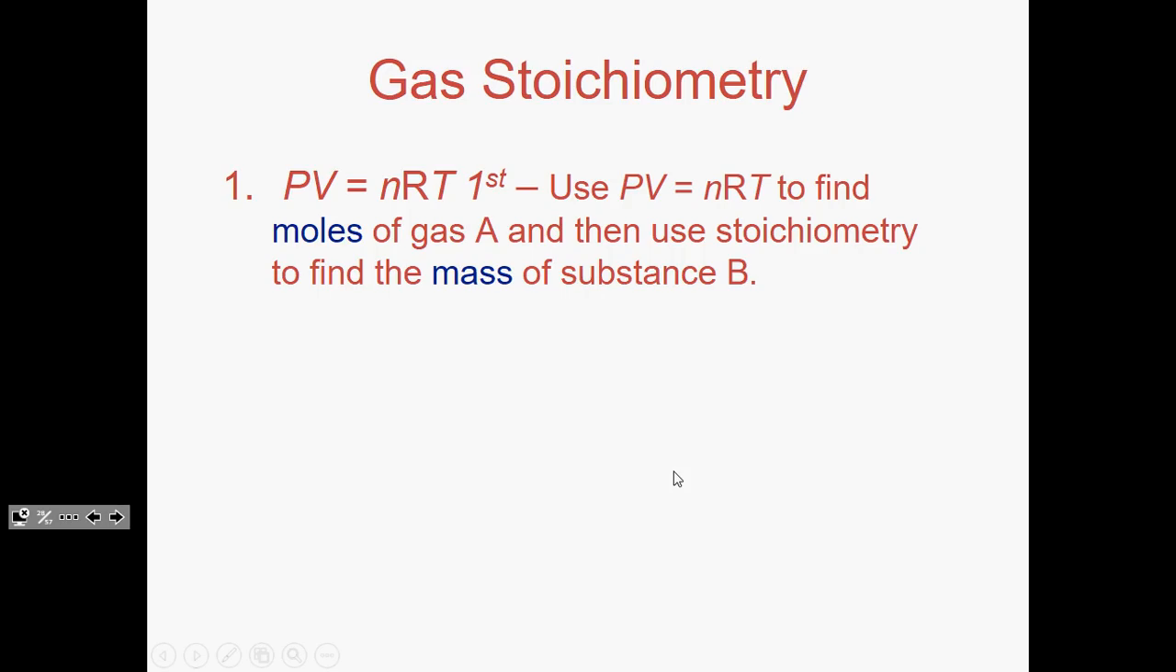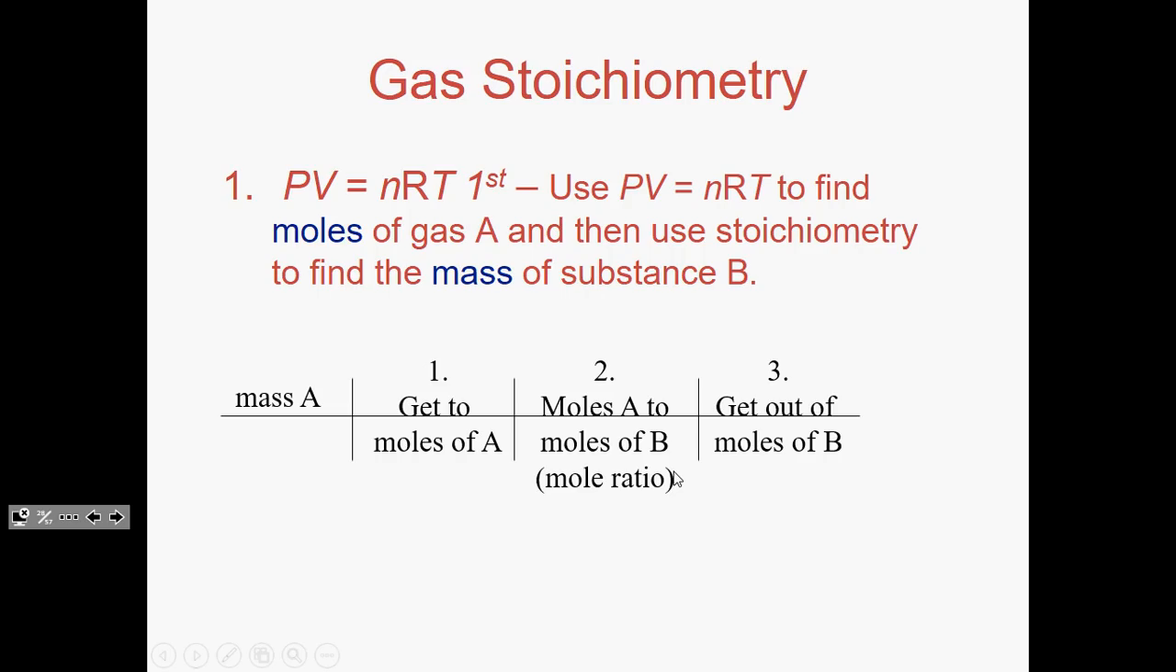So that's how we start the problem. And then we can do steps 2 and 3, moles of one substance to moles of another, and then get out of moles. Typically what they're going to ask us usually do is get to the mass of substance B. So it would end up looking like this.